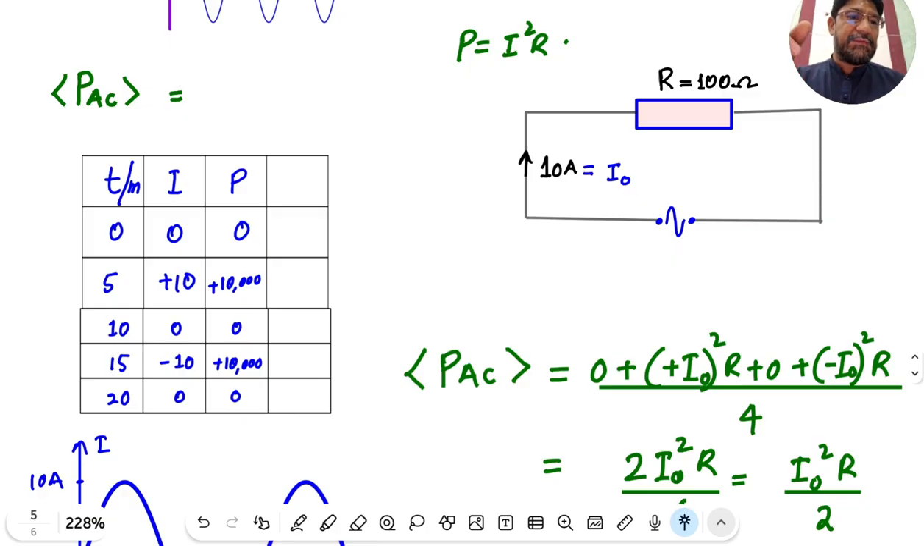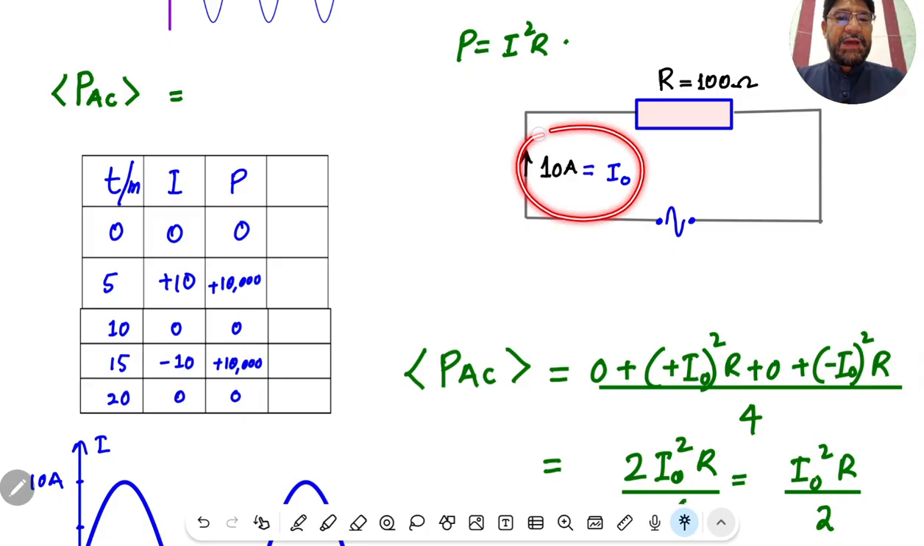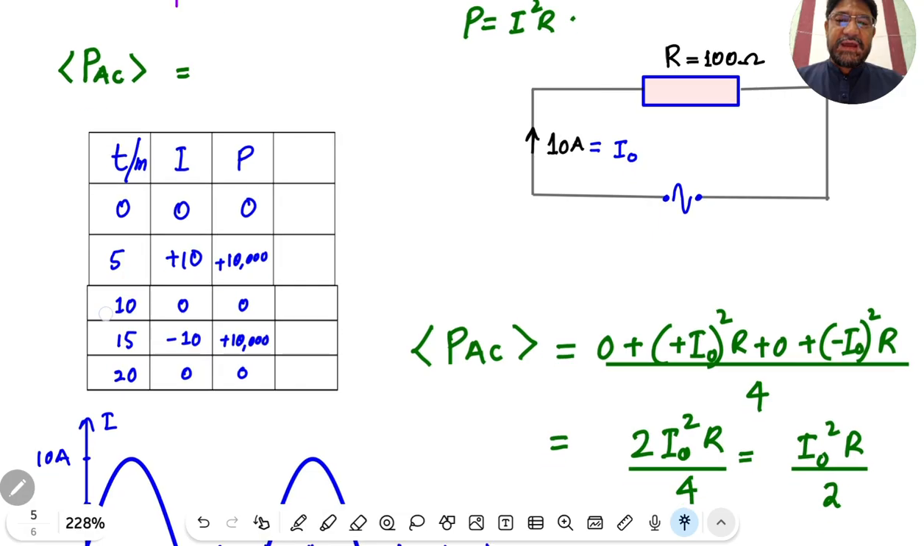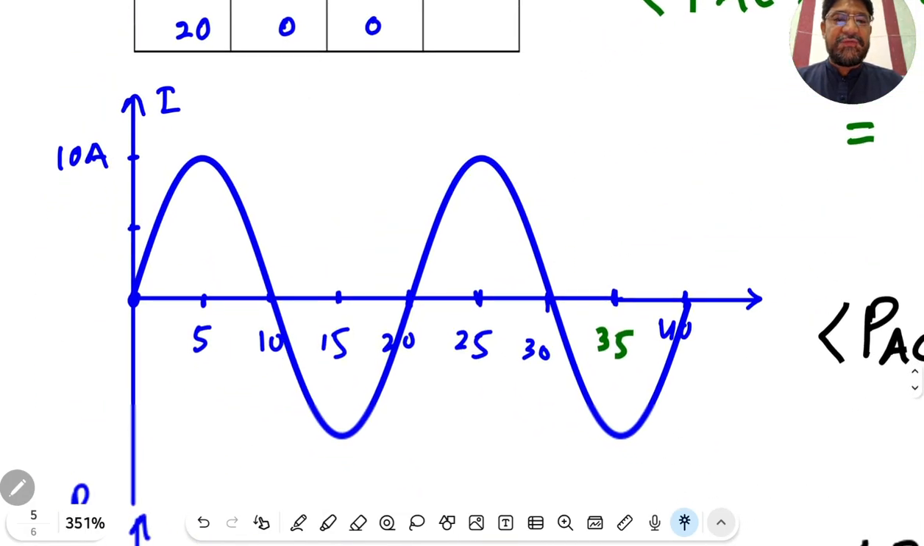Now in the previous example, what I have stated for direct current, keep that in your mind. Here I'm applying a 10 ampere current, but this 10 ampere current is actually not a smooth current. This is peak 10 ampere. Yani, this current will vary.